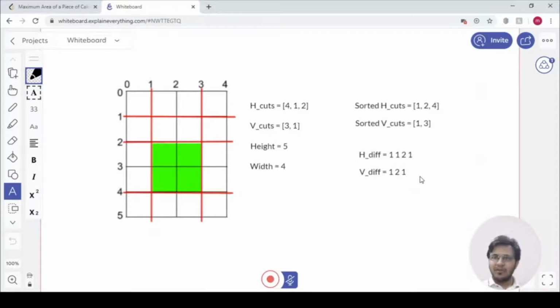So you have to do this in both the arrays, and then you have the difference array. Just find the maximum of the difference and then multiply them to get the area. That is our answer. Let's code this.